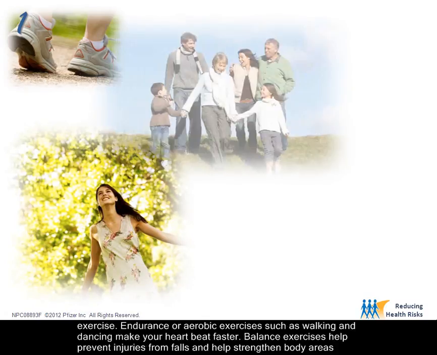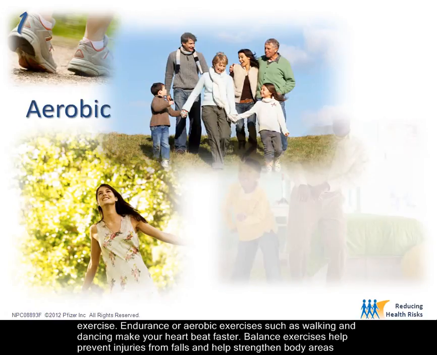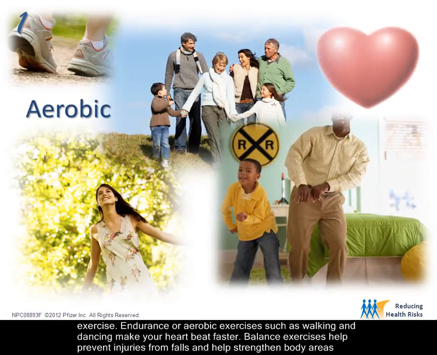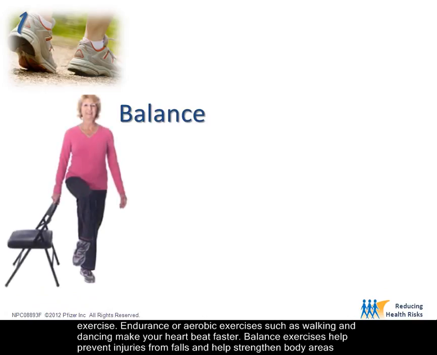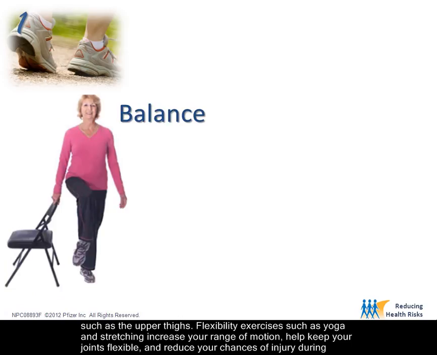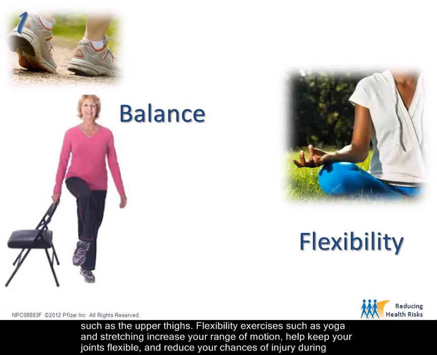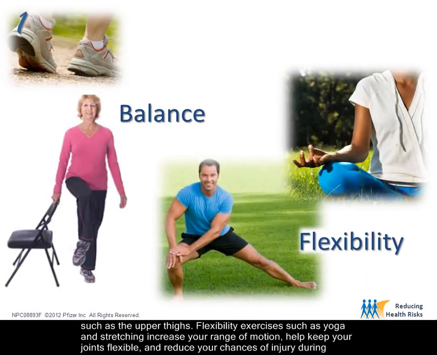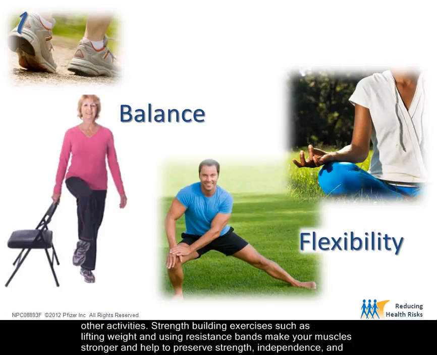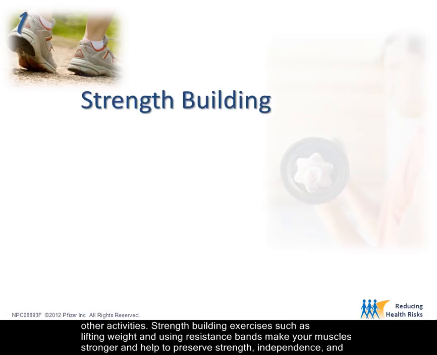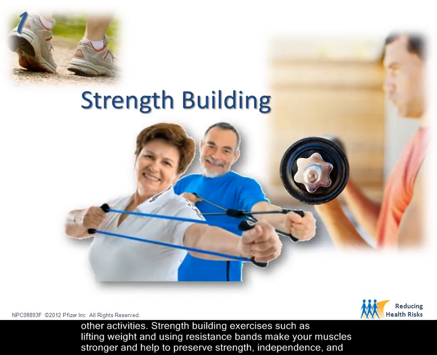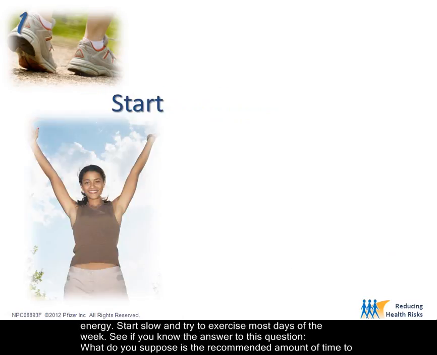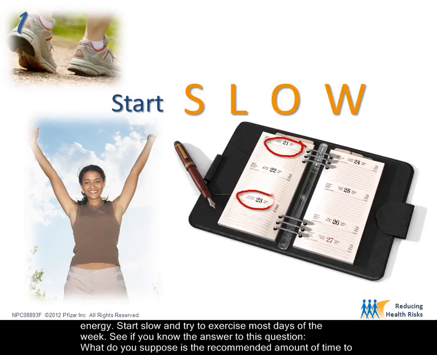Choose different types of exercise. Endurance or aerobic exercise such as walking and dancing make your heart beat faster. Balance exercises help prevent injuries from falls and help strengthen body areas such as the upper thighs. Flexibility exercises such as yoga and stretching increase your range of motion, help keep your joints flexible, and reduce your chances of injury during other activities. Strength-building exercises such as lifting weight and using resistance bands make your muscles stronger and help to preserve strength, independence, and energy. Start slow and try to exercise most days of the week.